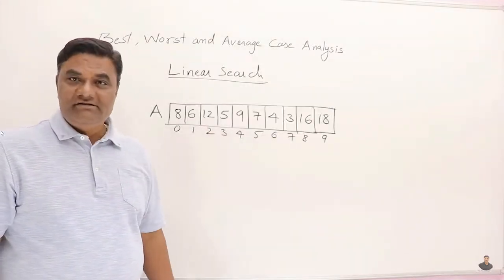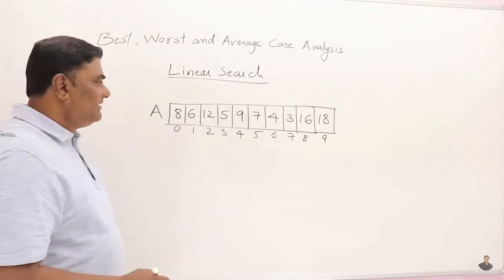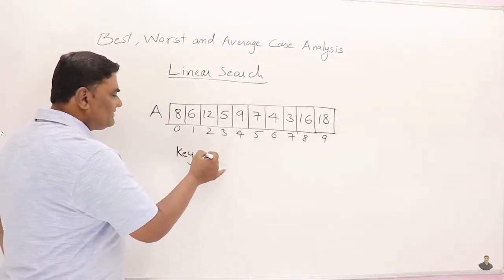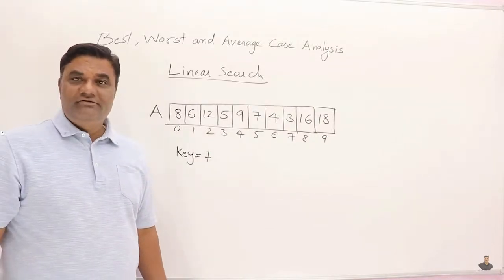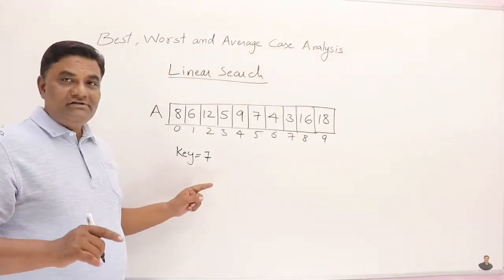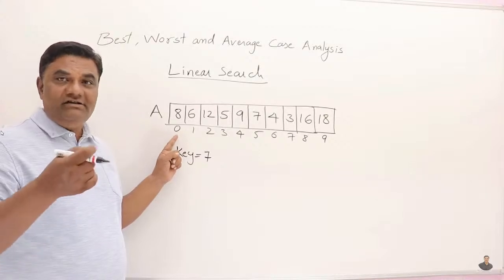Here I have a list of 10 elements, and in this I want to search for some key element. Let us say I want to search for key element 7. What is the method for searching for a key element? The linear search will start scanning the list from the left hand side, checking each element at a time.